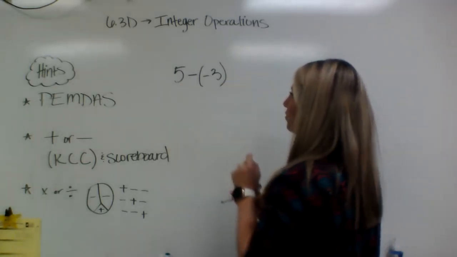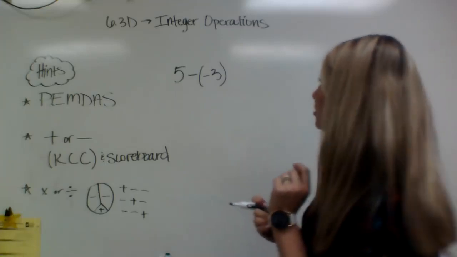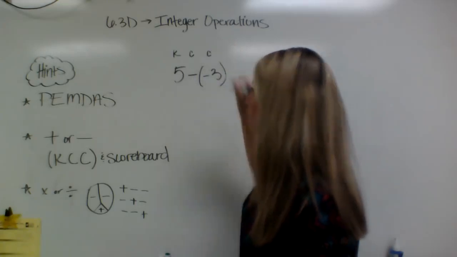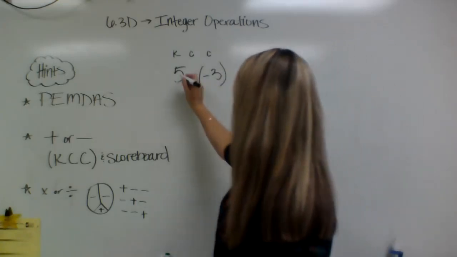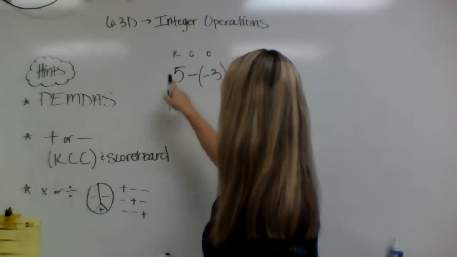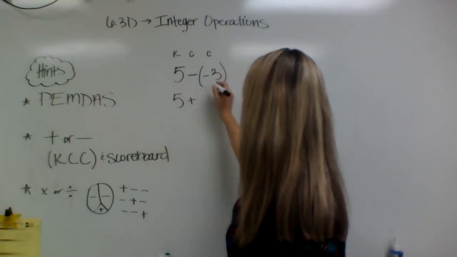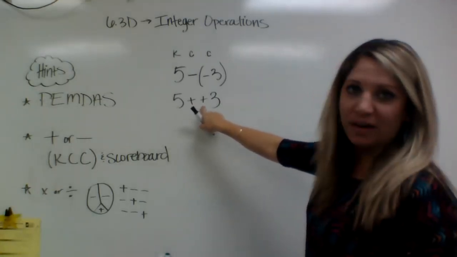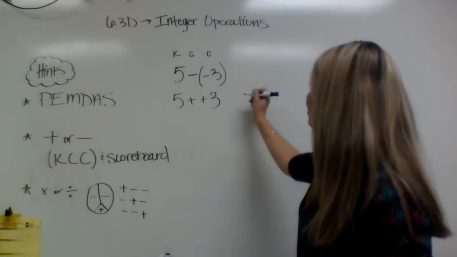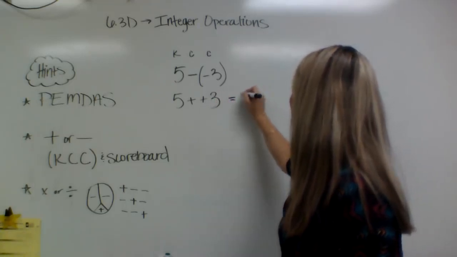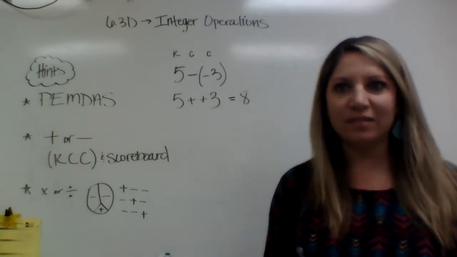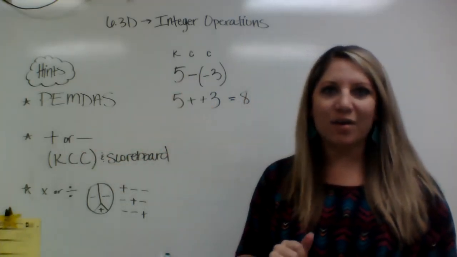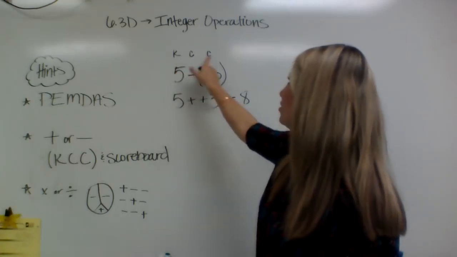We could keep the sign of the first one, change the sign of the second, and change the sign of the third. So this would be keep that, change this to adding, and change this to +3. So now I have 5 plus 3, 5, 6, 7, 8 gives me 8. So that's if we're having our double negatives or our plus negatives, we can keep, change.